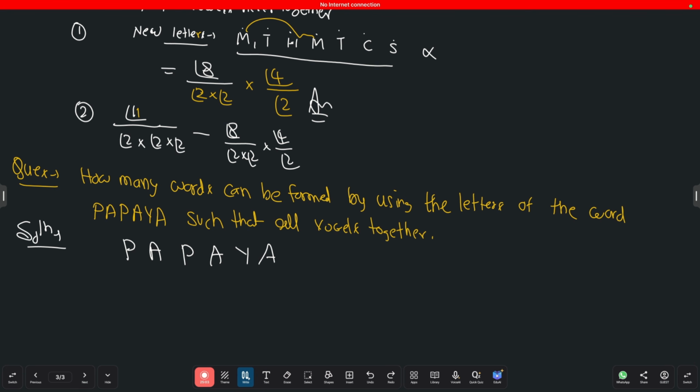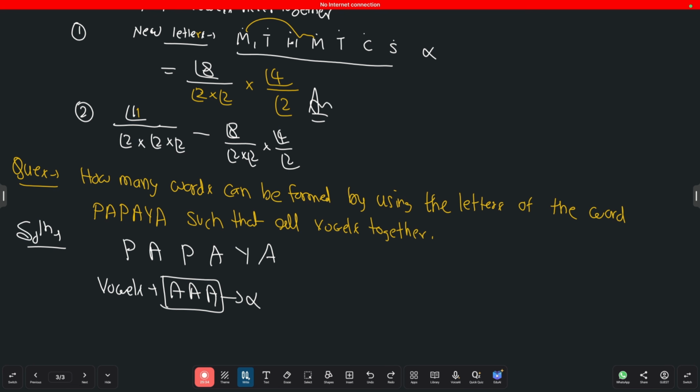How many vowels? Actually the vowel is only A, but it is coming 3 times, so you have to count the repetition also. So here, first of all, the vowels A, A and A. What will you do? You will pack them in a box and call it alpha. Okay, it is alpha.